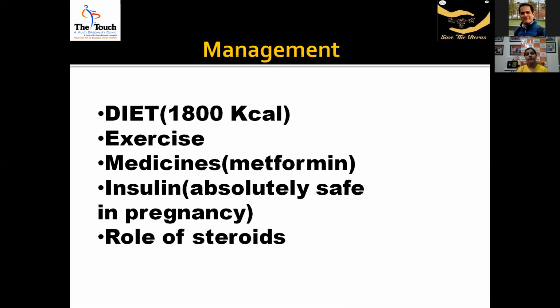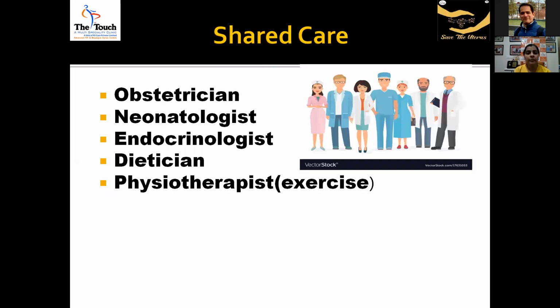Insulin is very safe in pregnancy. It does not cross the placenta. It's one of the safest drugs to be given in pregnancy. So if need be, then insulin can be given. And at times we also give steroids at around 32, 33 weeks for the fetal lung maturity, because in diabetic patients, the baby's lungs mature less. So to enhance their maturity, 2 doses of betamethasone or dexamethasone are given, but in a controlled setting by checking their blood sugar levels, because steroids transiently increase the sugar level for 1 or 2 days. So it has to be a shared care between an obstetrician, neonatologist, endocrinologist, dietitian, and physiotherapist. And it's very important that you should be in a high-risk pregnancy center.